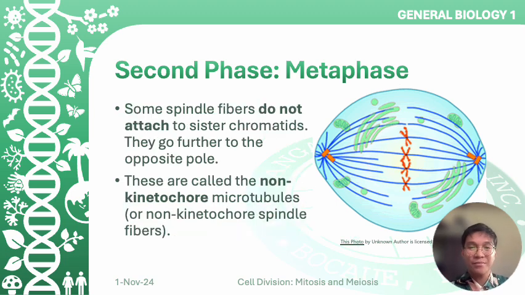Okay? Yan. Now, I'd like to add here that some spindle fibers do not attach to the sister chromatids, no? They go further towards the opposite pole. Okay? So, ang tawag natin doon ay yung mga non-kinetochore microtubules. Kasi nga, hindi sila nakakabit sa kinetochores. Diba? Ang kinetochores, nandun siya sa mga chromosomes, no? Dun sa mga nasa centromere ng mga chromosomes natin.